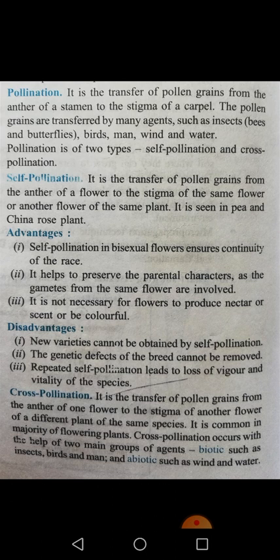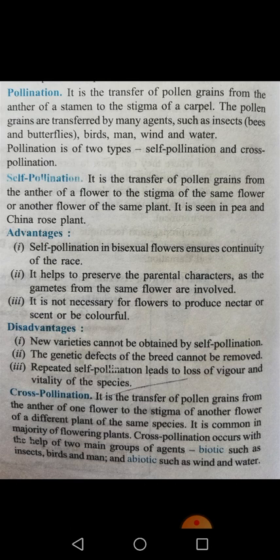Similarly, some biotic agents are also responsible for the transfer of pollen from anther to stigma. There are a few insects like bees and butterflies which help in the process of pollination. Similarly, some birds like the hummingbird also help in pollination. Sometimes human beings are also responsible for pollination. So we can say there are a few agents which help in the completion of the pollination process. Now I am going to discuss the different types of pollination.